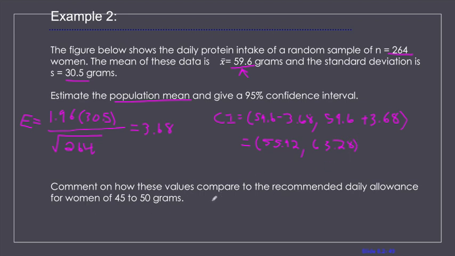How do these values compare to the recommended daily allowance of 45 to 50 grams? First off, there's a wider difference in these two values, right? There's 5 grams difference and there's 8 grams difference. So there's a wider range of values. It's also higher than the highest recommended dosage, but not as high as it was for the males in the previous slide. So it's important for us to think about what these confidence intervals, once we construct them, truly mean.